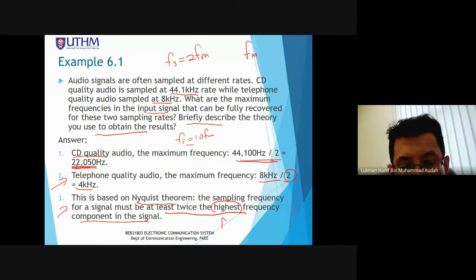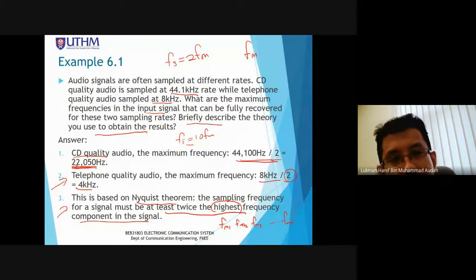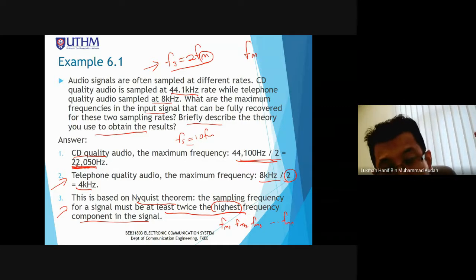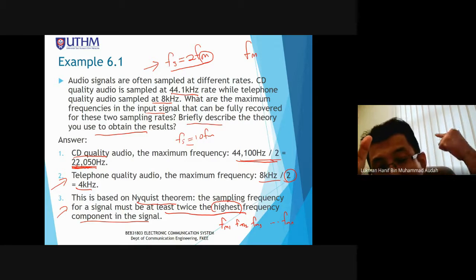Remember, input boleh jadi FM1, FM2, FM3, okay, until FMN. Bermakna kalau kita buat multiplexing, kita boleh ada banyak frekuensi input. Dan untuk Fs di sini, kelas perhatikan, Fs adalah bergantung kepada nilai FM yang paling besar daripada input. Kalau dalam input itu ada sampai 10 FM, maknanya yang tertinggi adalah 10 FM.